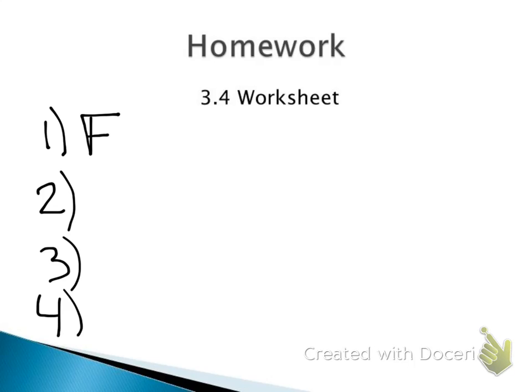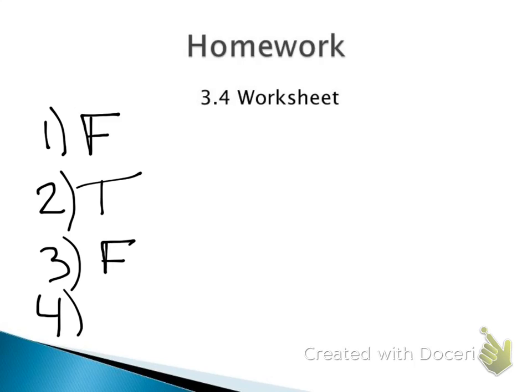Number 2, angle 2 is congruent to angle 7 by alternate interior angles theorem. So are those alternate interior angles? Yes, so that one's true. Number 3, angle 3 is congruent to angle 7 by alternate exterior angle theorem. So are 3 and 7 alternate exteriors? False. They are congruent, but it's because they're corresponding.